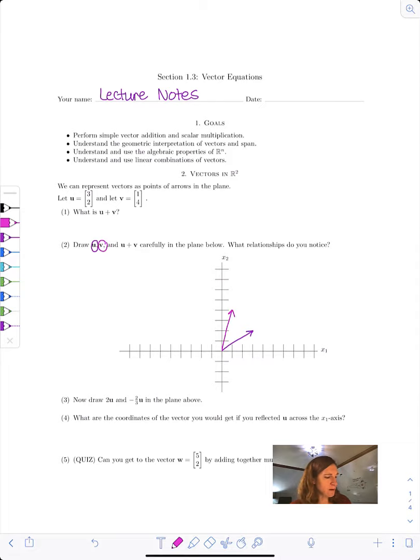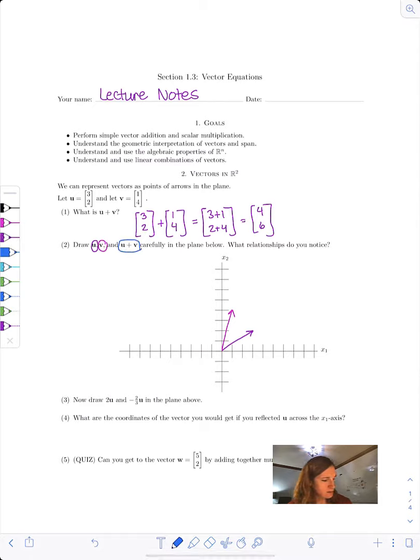And so if we want to add u and v, we add vectors component-wise. We write down u as the top and bottom plus v as the top and bottom, and then we simply add the top components and we add the bottom components, and that's going to give us (4, 6). And so let's go ahead and draw that in the plane. So this time we go over 4 and up 6.